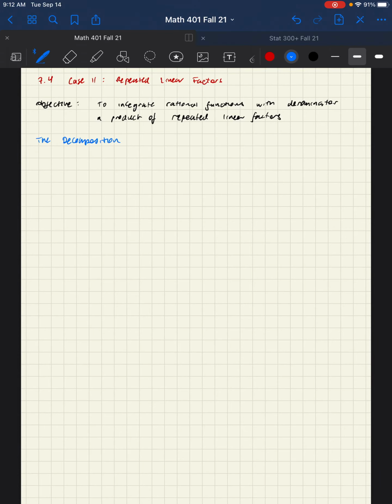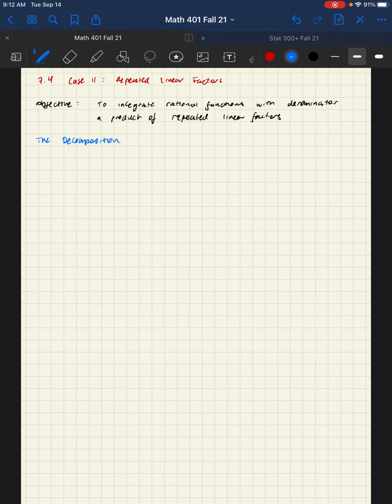We're continuing our exploration of 7.4, partial fraction decomposition. Here we're going to cover case 2, repeated linear factors. So our objective remains the same, to integrate rational functions, but here the denominator is going to be a product of repeated linear factors. And so I'll show you what that means.